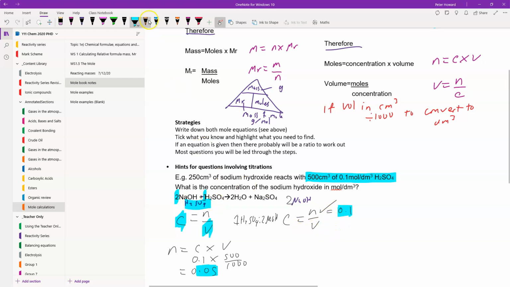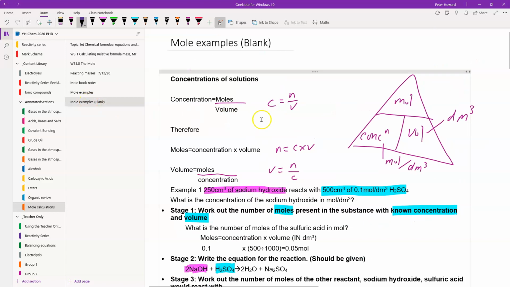In the question, it tells us the volume of sodium hydroxide, and it's asking us for concentration. So the volume is given in the question, 250 divided by 1,000. This will give us a value of 0.4 moles per decimetre cubed. So we're going to go through some more examples of this and see if this strategy works.